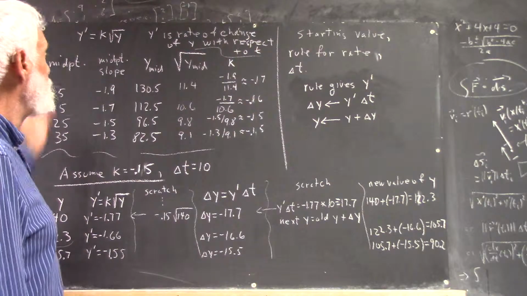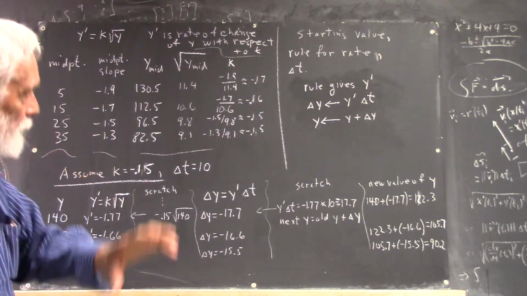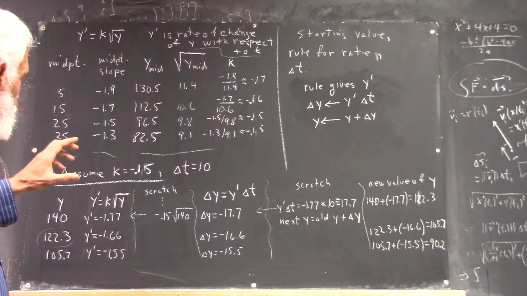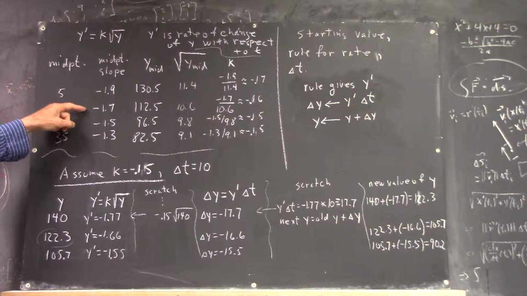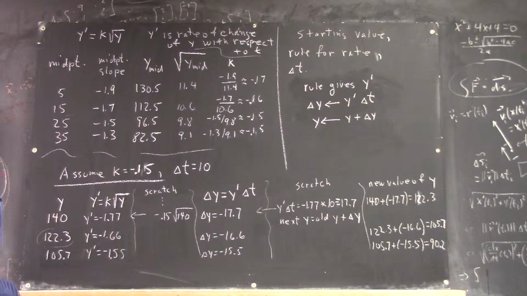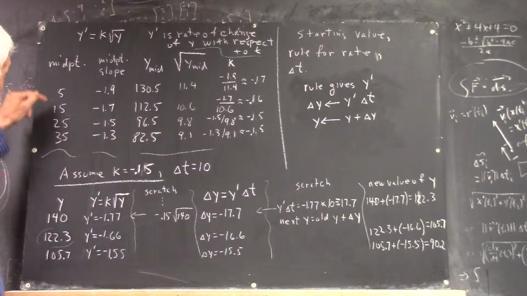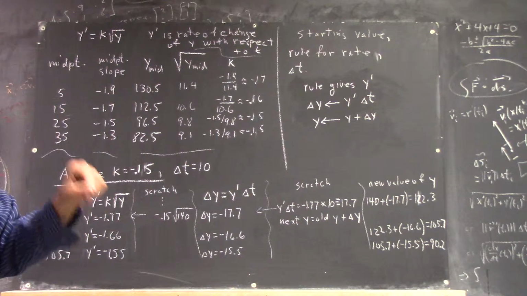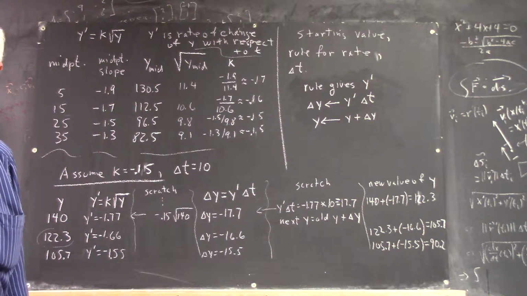Okay, now, for the numbers that we've gotten here, we see that our midpoint slopes are -1.9, -1.7, -1.5, -1.3. Because those are the slopes and the intervals from 0 to 10, 10 to 20, and so forth. The midpoints are 5, 15, 25, and 35. And the actual slope at the midpoint is equal to the average slope in the interval. Okay?